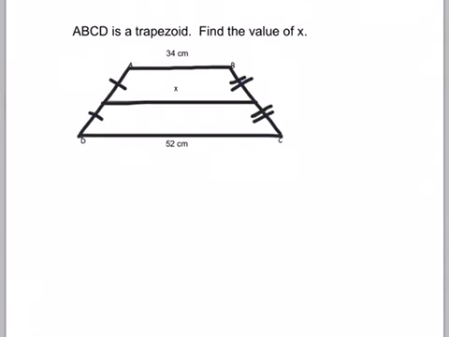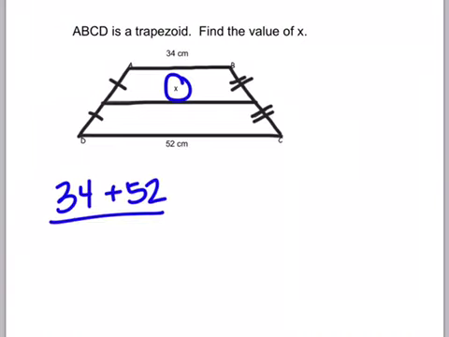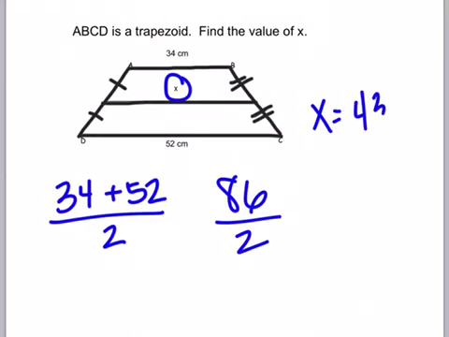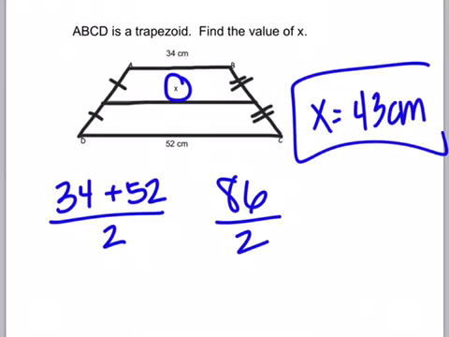If ABCD is a trapezoid, find the value of x. So if I know that x represents the average, I know that that is the top plus the bottom divided by 2. That gives me 86 over 2. So I know that x is equal to 43 centimeters.